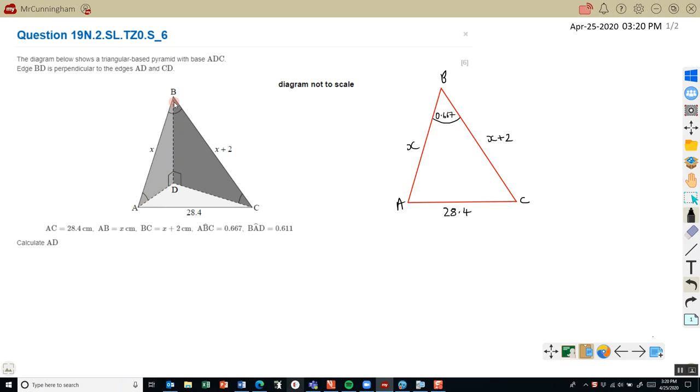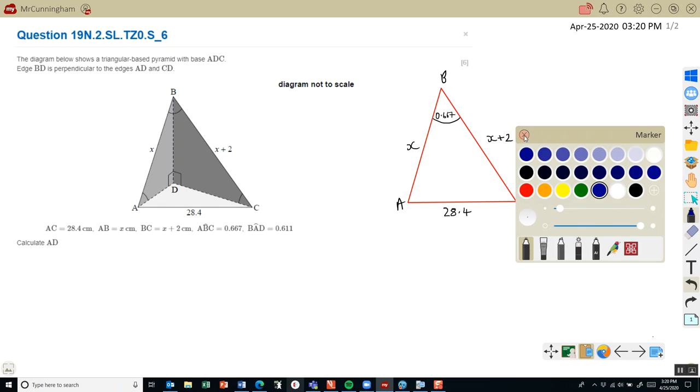So the first thing I'm going to do is I'm looking at this triangle on the front. I've redrawn it here, ABC, and I'm going to use the cosine rule because I've got all 3 sides and I've got the angle in between these two. Okay, so I'm going to set that up.